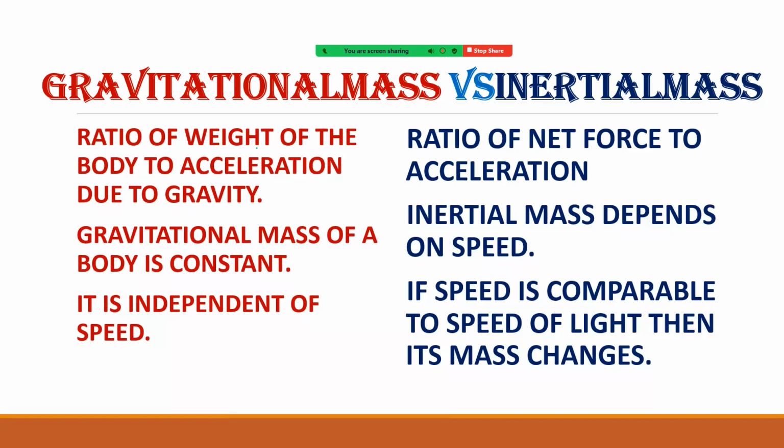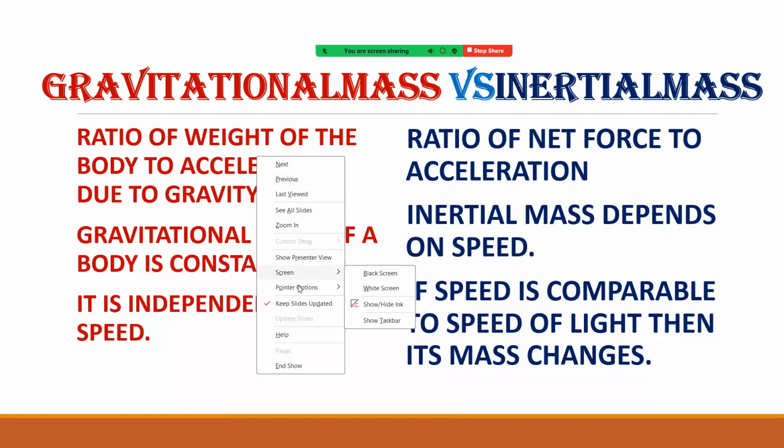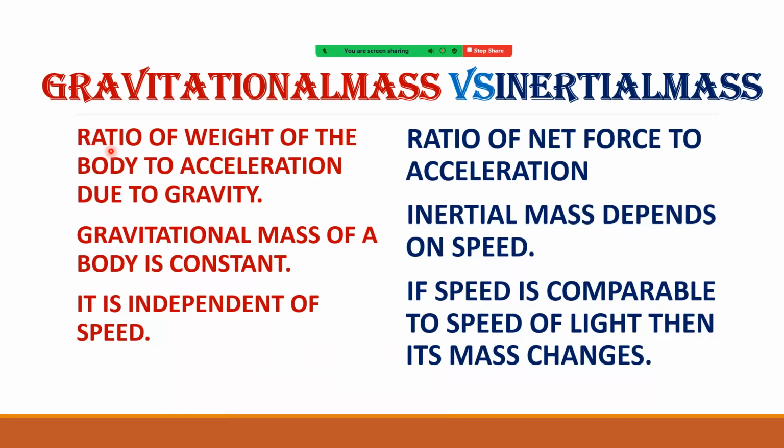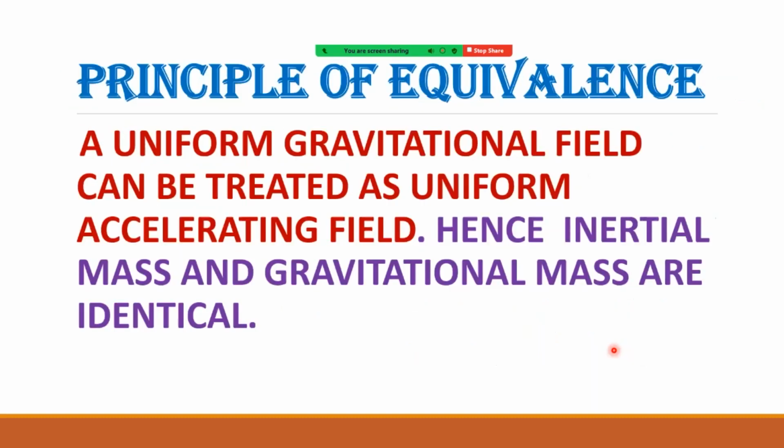Let us see the points regarding these two. The ratio of the weight of the body to acceleration due to gravity is what we call gravitational mass. The ratio of net force to acceleration is called inertial mass. Gravitational mass of a body is constant. It is independent of speed. That is what we have discussed, right? Inertial mass depends on speed. If the speed is comparable to the speed of light, then its mass changes. Okay? Let us see the next one.